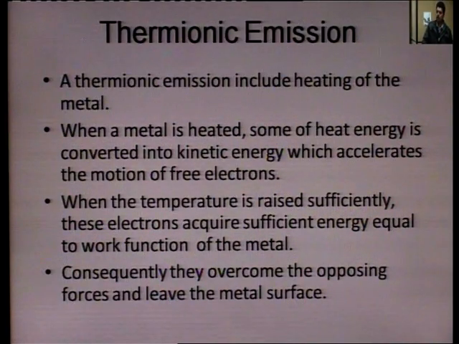Thermionic emission includes heating of a metal. When the metal is heated, some of the heat energy is converted into kinetic energy, which accelerates the motion of free electrons. When the temperature is raised sufficiently, these electrons acquire sufficient energy equal to the work function of the metal. As a result, they overcome the force of the nucleus and come out of the metal surface.